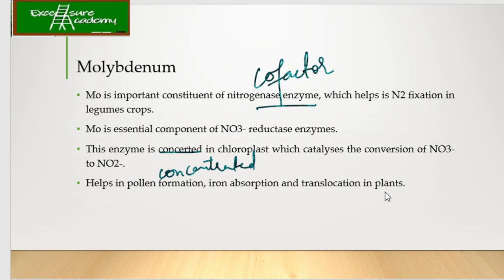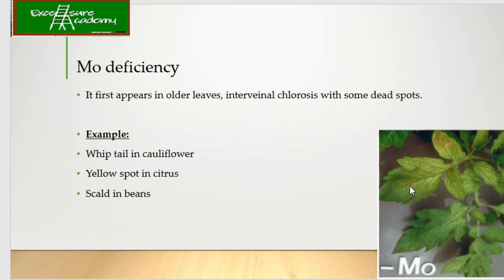So the presence of each other is actually helping them in the absorption of the micro elements. Now what happens with the deficiencies here? You can see that there will be interveinal chlorosis. This is very common, and the dead spots will be there. So for example, the whiptail in the cauliflower, yellow spot in the citrus, or the scald in the beans.